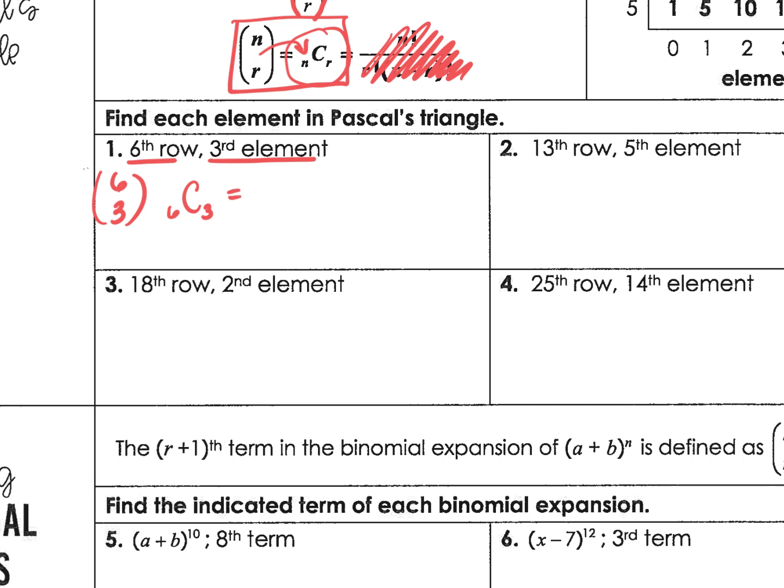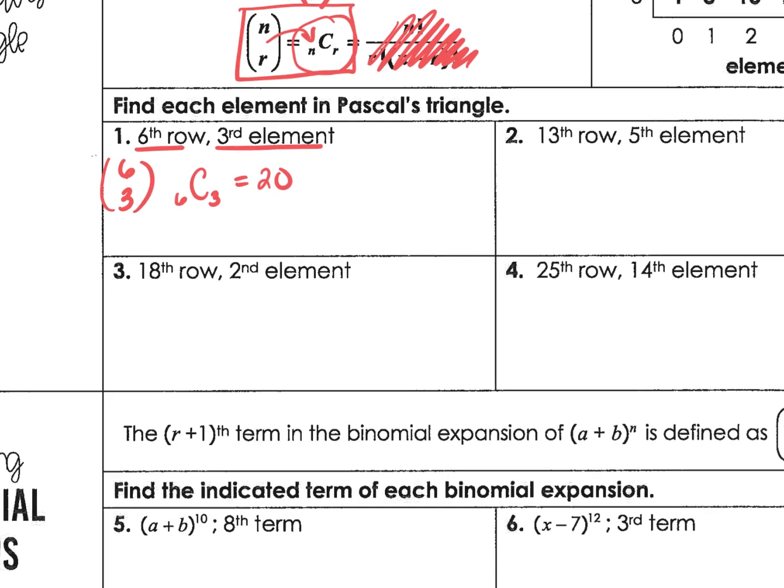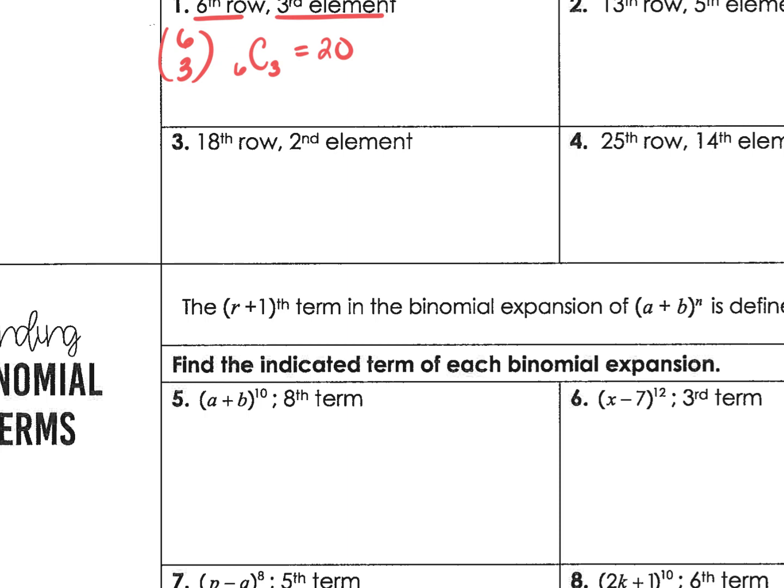Throw it in your calculator and see what you get. Yep, you get 20. Try one more. Try, say, 18th row, 2nd element. Pretty easy, isn't it? All right, guys.